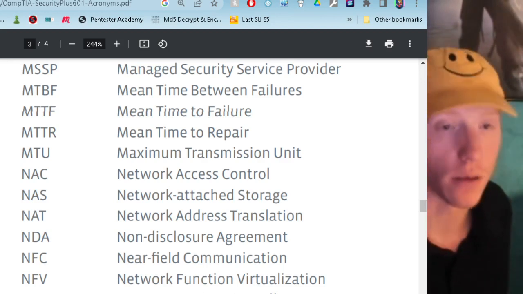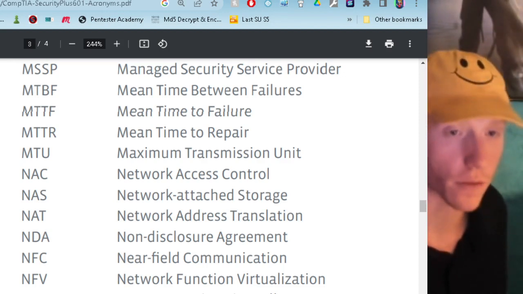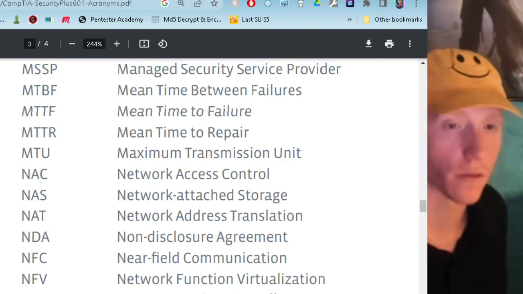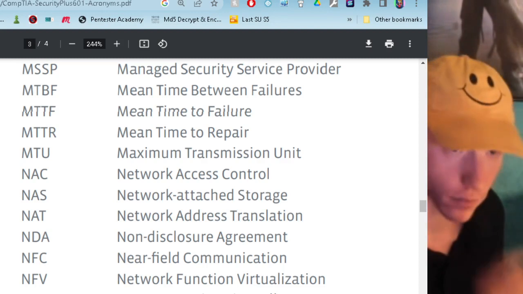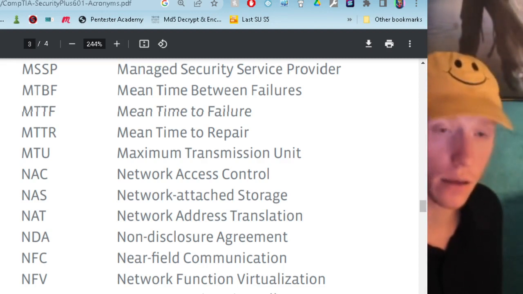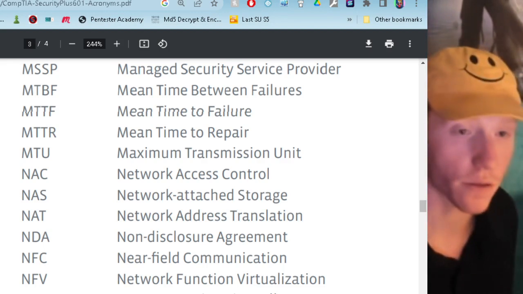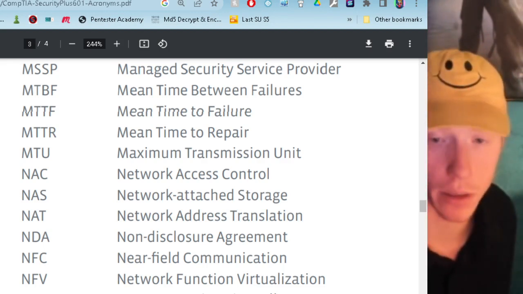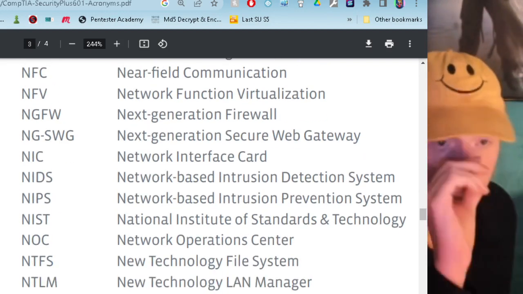The NAC is the Network Access Control. The NAS is the Network Attached Storage. The NAT is Network Address Translation. An NDA is a non-disclosure agreement. The NFCs are near-field communication, like when you pay with your credit card or your phone, or with your bus pass.